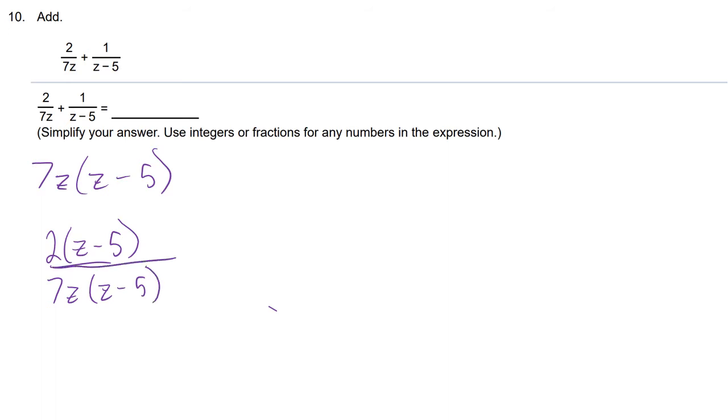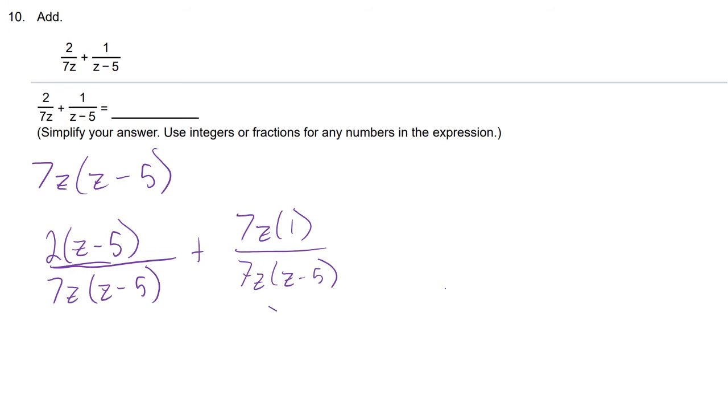So you'll see that we have the 2 over 7z, but we also have the z minus 5 is now on the top and bottom. The second one already has the z minus 5, but doesn't have the 7z. So we're going to need to multiply by 7z on the top and bottom. And so I have 7z. It's already got a 1 up there, so not much happening. But then I also have the 7z and z minus 5. So notice it was 1 over z minus 5, and now I've got a 7z on top and bottom.